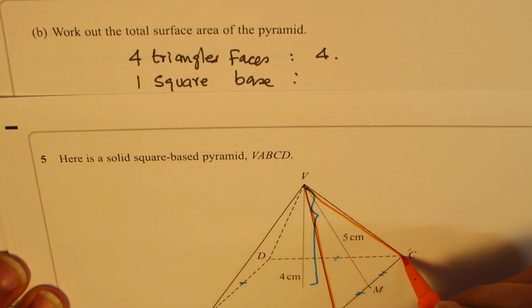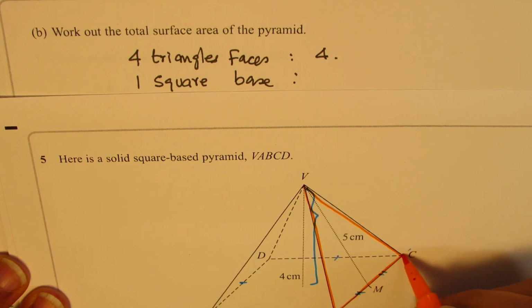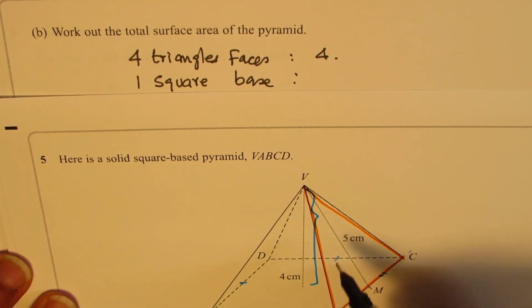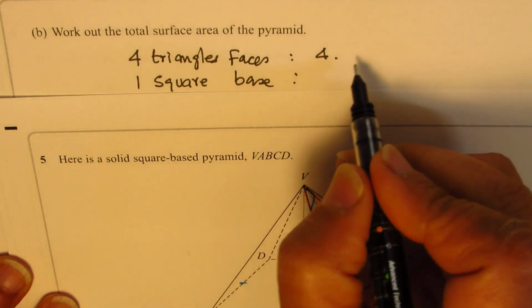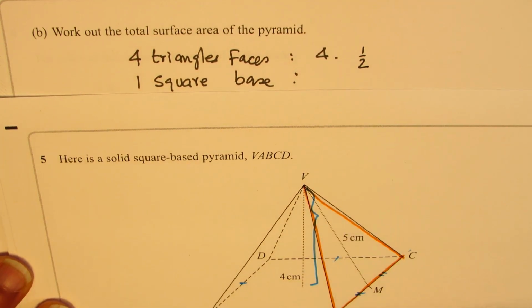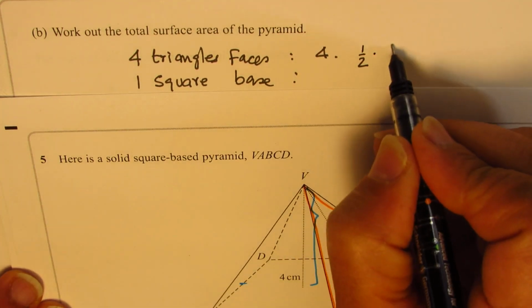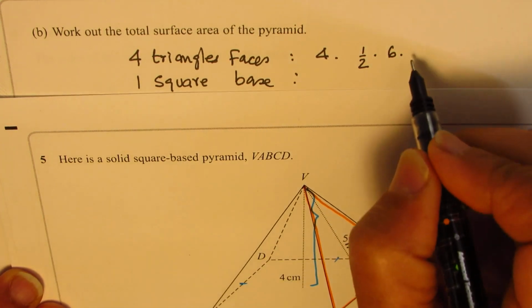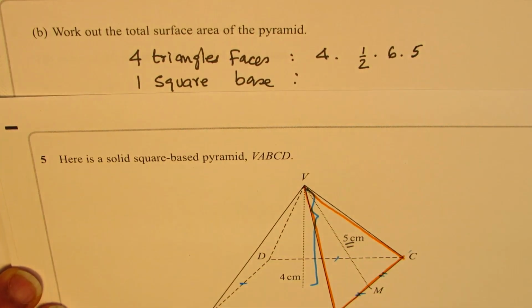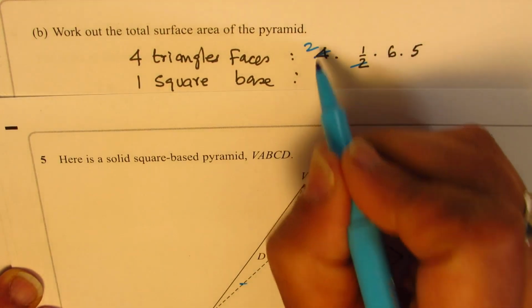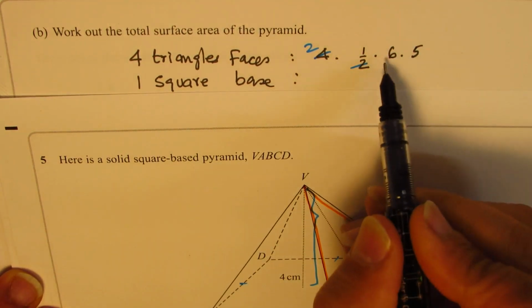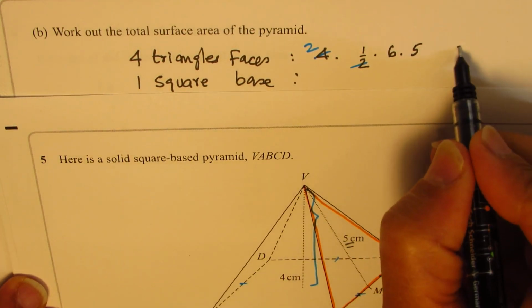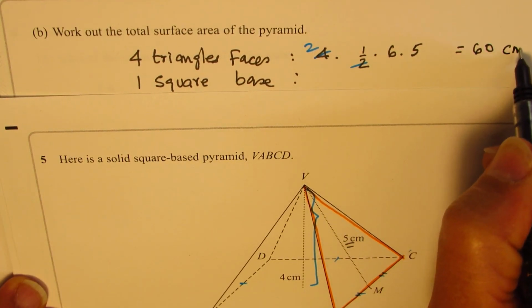In different inks, I'm putting things only for explanation here, right? So half base times height. The area will be half of base 6, times 6, and height for this particular triangle is 5 units. So that becomes your area of 4 triangles. We can just cancel this 2. And 6 times 5 is 30, plus 30 is 60 centimeters square.